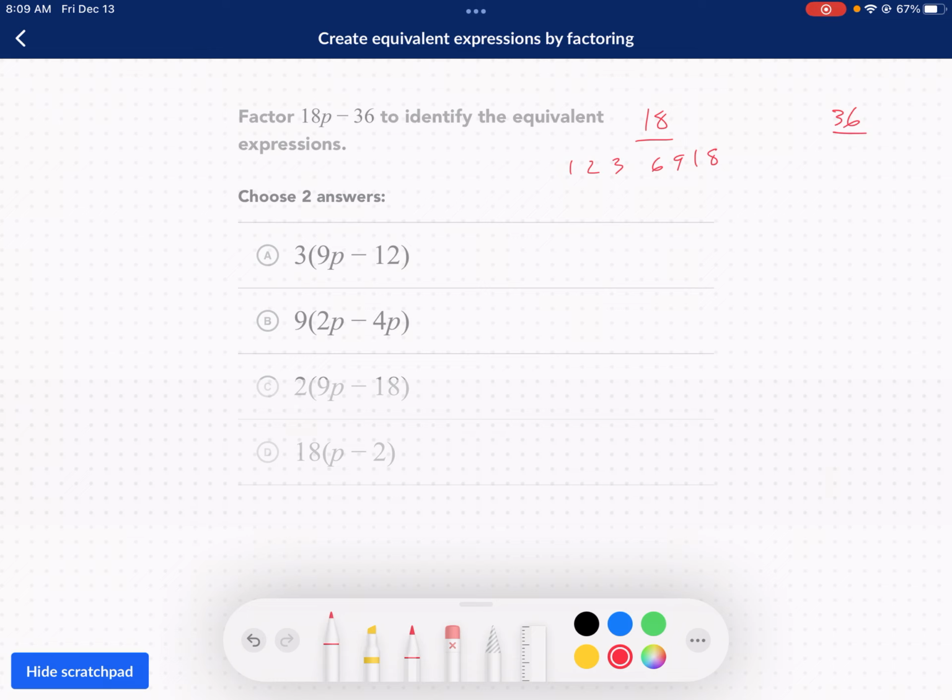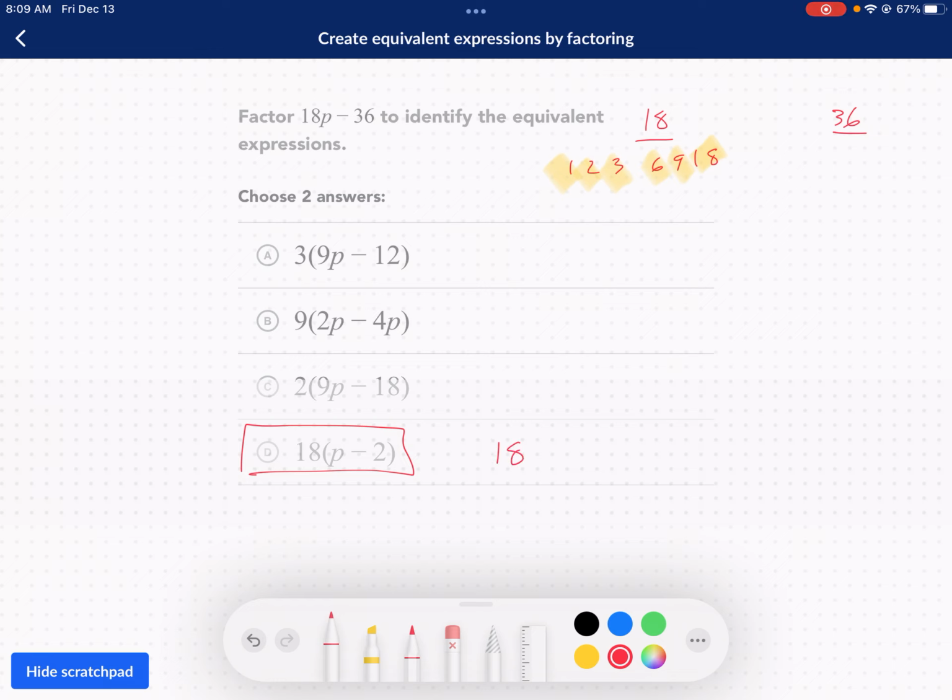36 has a lot of factors. And I just know off the top of my head that it's going to have the same factor. 18 is a factor of 36. Okay, 9, 6, 3, 2, 1. All of them are going to be common factors. So I can factor out the 18 is my point. I'm going to check this one first.